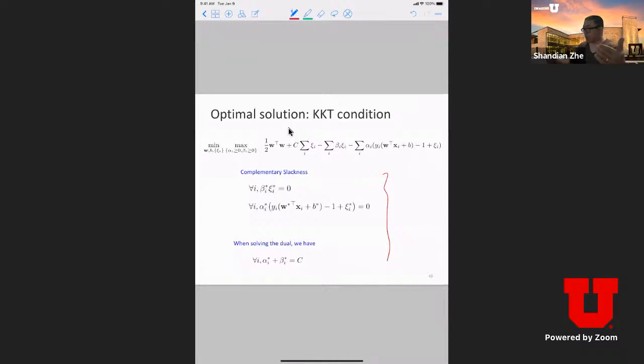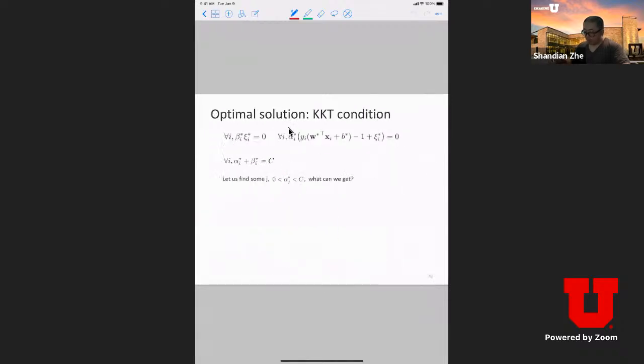So the first two come from the complementary slackness in the KKT conditions, where for every training example i, we have the optimal beta_i star times xi_i star is 0. And then second complementary slackness: for every training example i, we have the optimal alpha_i star times this term is simply 0, right? And when we solve the dual, the third part comes from setting the gradient of the objective function to 0. We get alpha_i star plus beta_i star equals C, right?